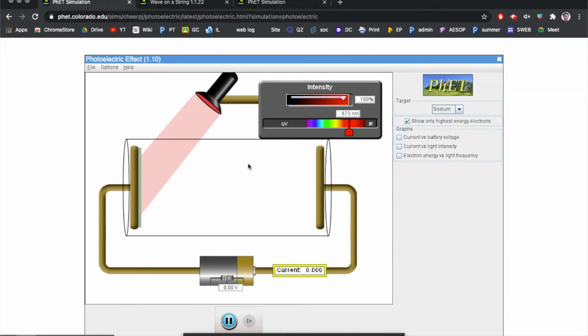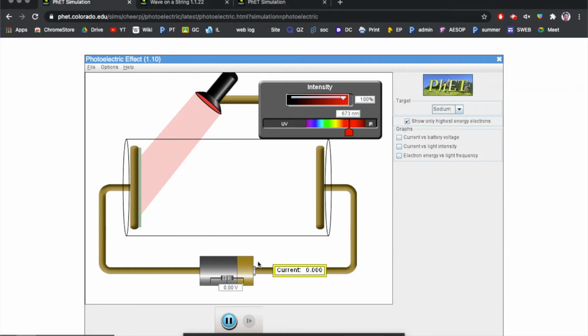So let's say that I have sodium metal. Okay, and so I have this little thing hooked up to a battery. There's no current flowing through the battery currently. And I'm going to shine light on this sodium metal plate. Okay, right now the light that I'm shining has a wavelength of 673 nanometers. There's no current flowing through it.